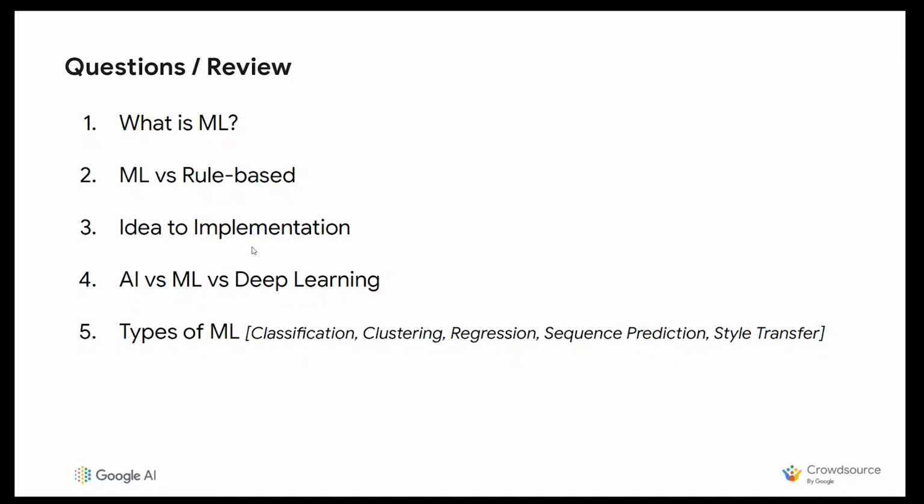So that is idea to implementation: the objective, what you plan on doing, then collecting the data set, then training the model, then testing the model, and if required, retrain the model or change the objective. So these are the steps.